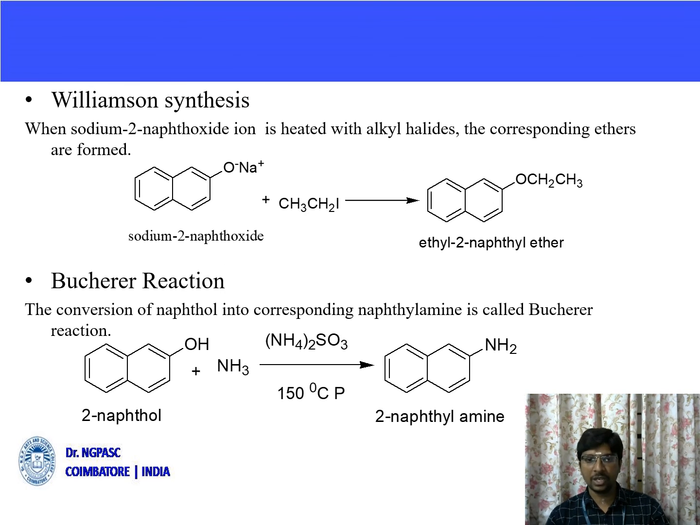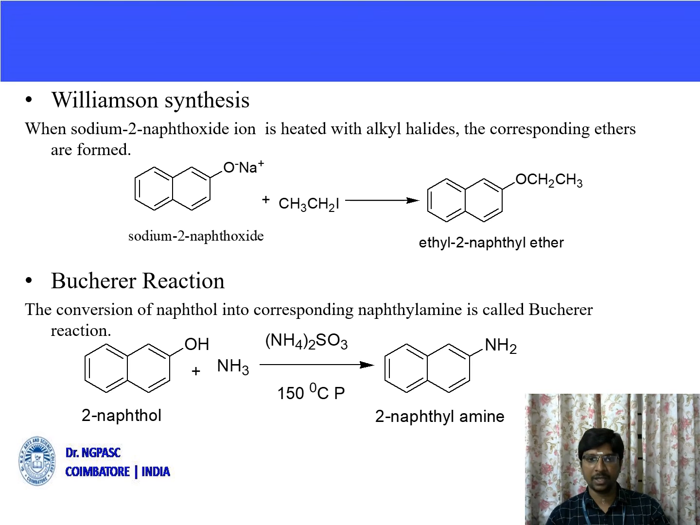And here also the naming reactions occur. So first one, Williamson synthesis. Williamson synthesis is nothing but if you take 2-naphthol, it can be converted into sodium 2-naphthoxide ion, and it is treated with ethyl iodide. Finally, it can provide the ether compound.